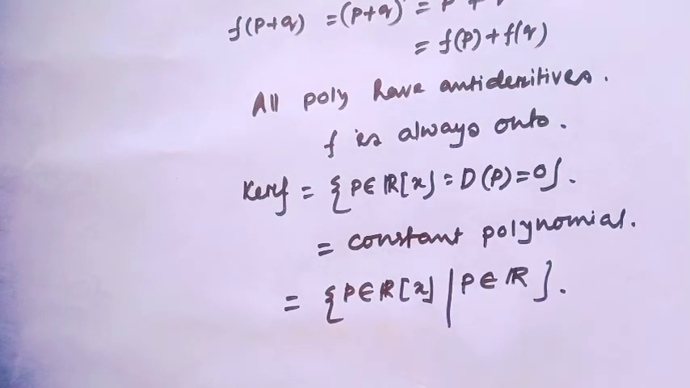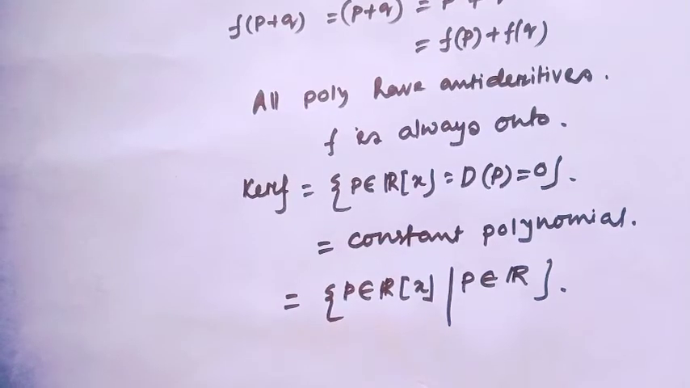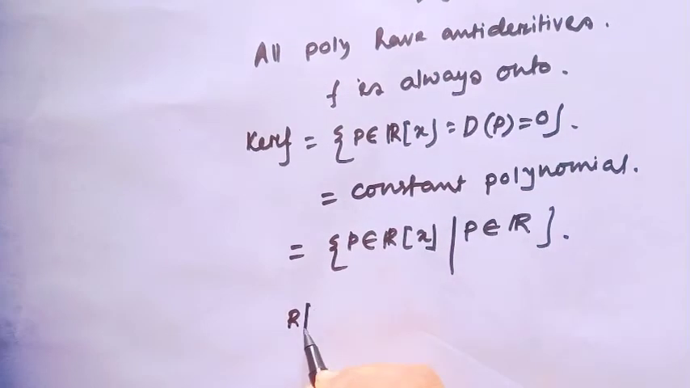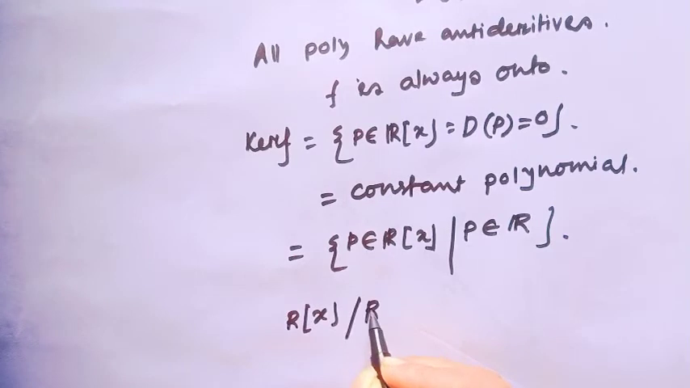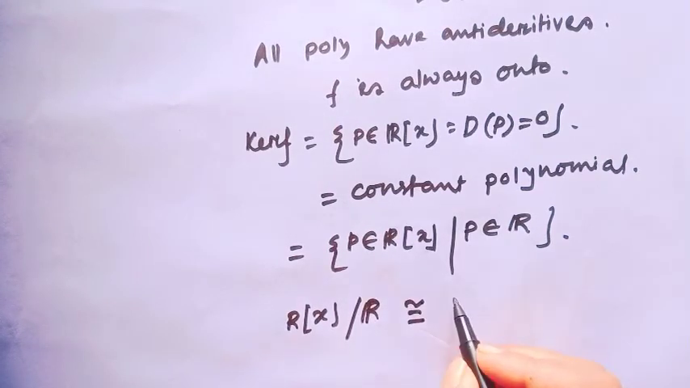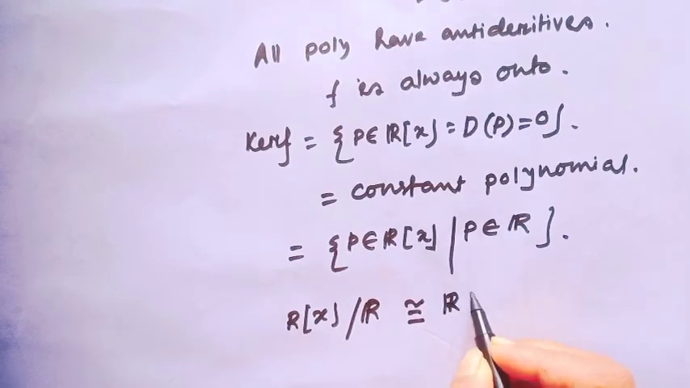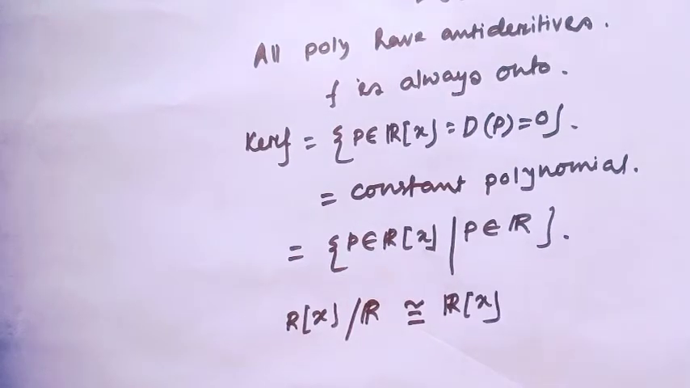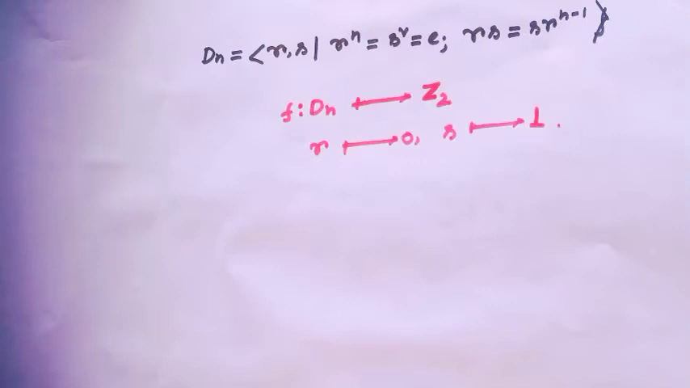Okay, are you getting it? So we can tell by the first isomorphism theorem that R[x] mod R is isomorphic to R[x]. Okay. Now let's see one more example.